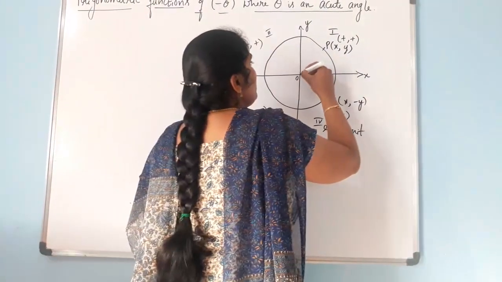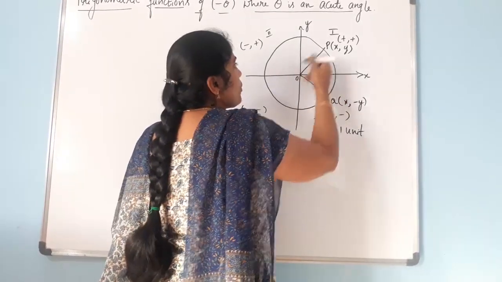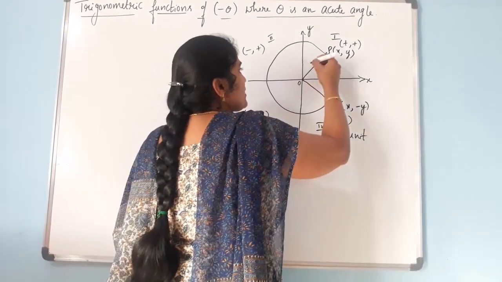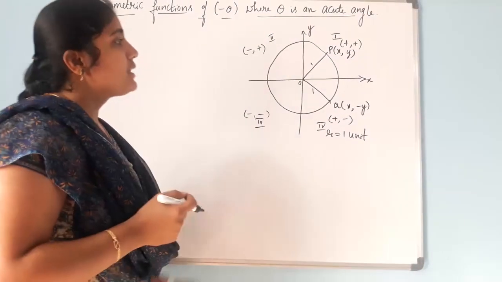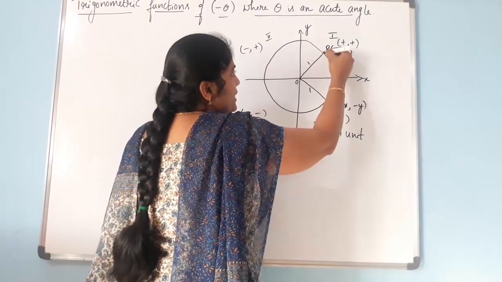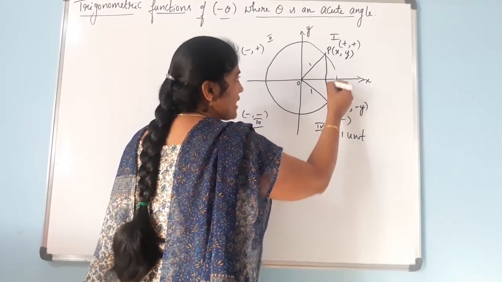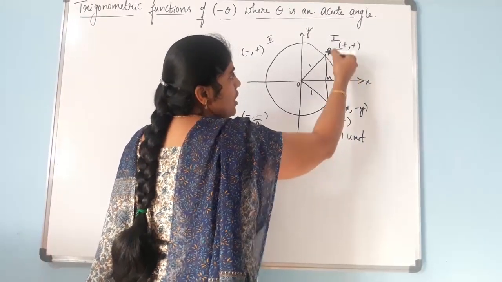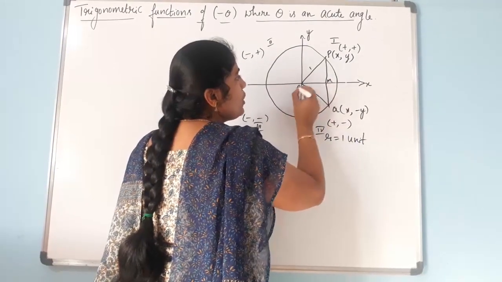If we join OP and OQ, so OP and OQ are the radius of the circle. So here the radius is always equal to 1 unit because I have taken a unit circle. Okay, so now draw PM and QM. See here, let us take this point as M. Draw PM, QM, which is perpendicular to OX.